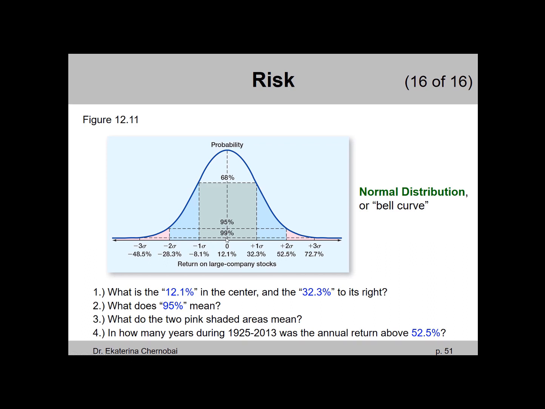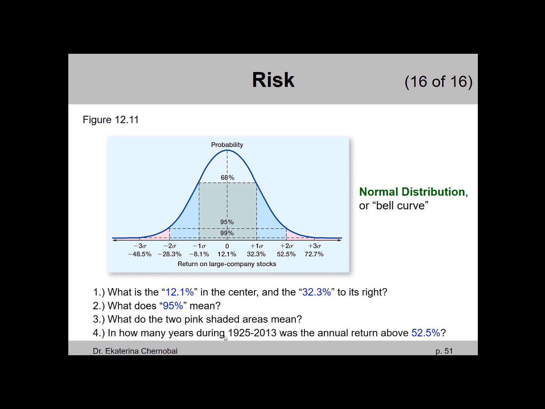so what does 99% mean? It means 99% of the time the return is within 3 standard deviations. So minus 3 sigma to plus 3 sigma. And the remaining 1% of the time, so 1 in 100 years, right? The return is super high, above 72.7% in 1 year, or super low, losing more than 48.5% of your money in 1 year. And now question number 4.